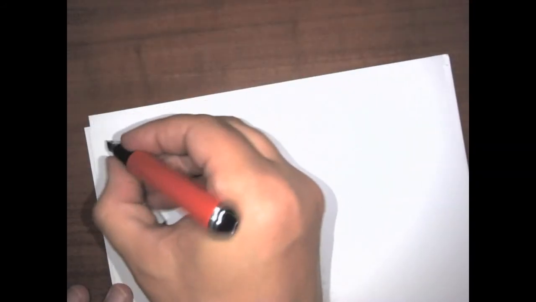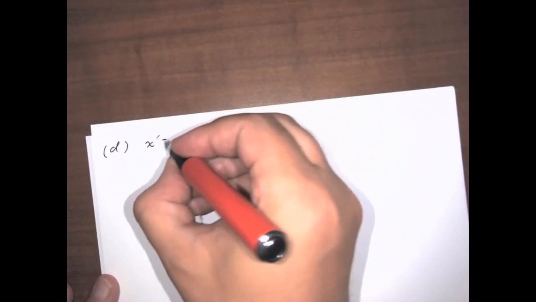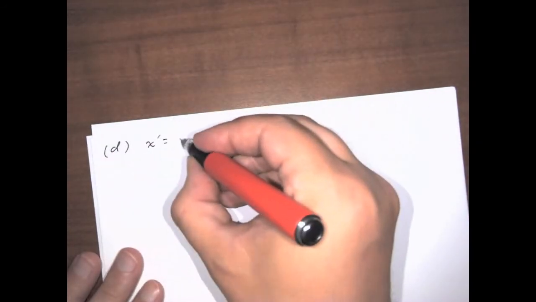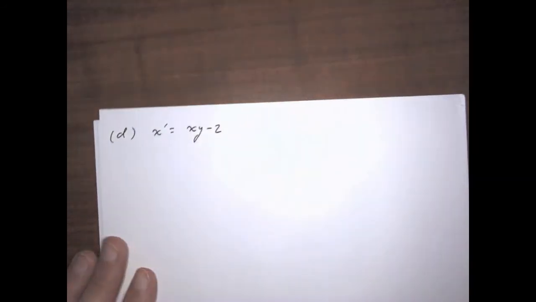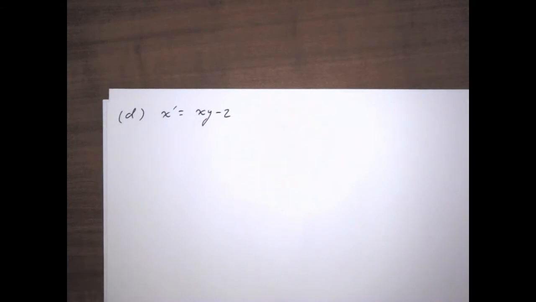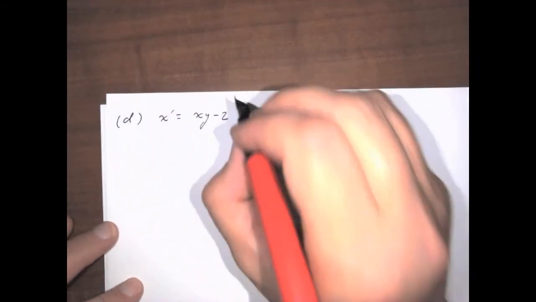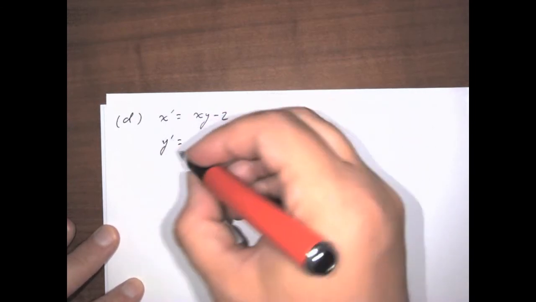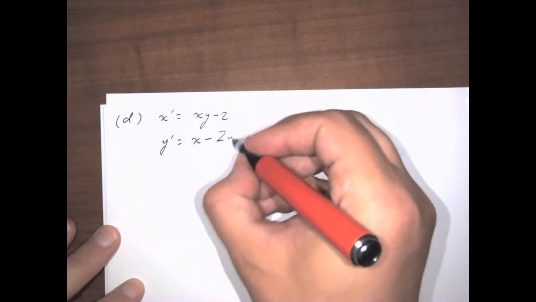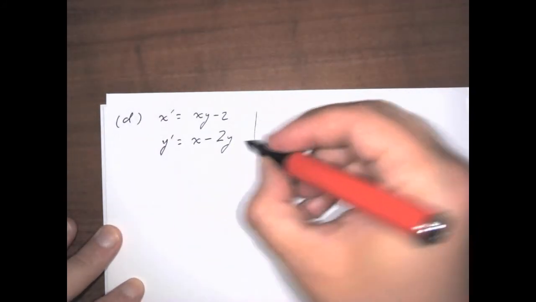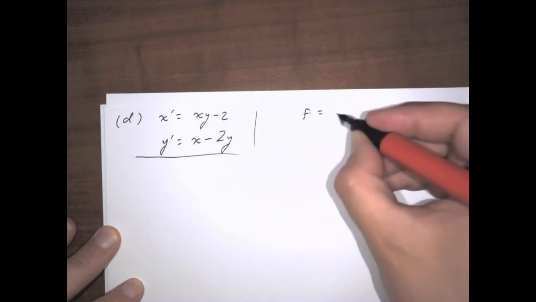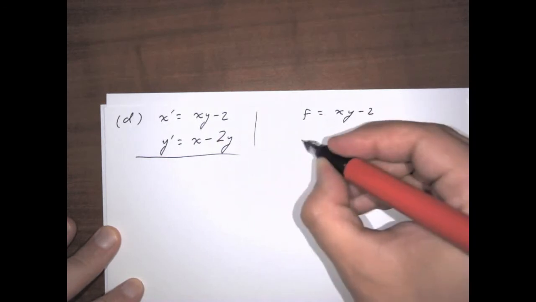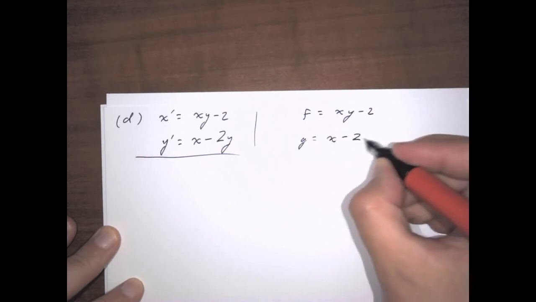Alright, and now for the last one here, let's take a case where we have x prime equals xy minus 2. So this is more similar to what we would see in, for example, the project, where it was not only not linear, but it had a term that was a multiplication of the two variables. And y prime, which equals x minus 2y. So then, just for reference, we can say f equals xy minus 2, g equals x minus 2y.